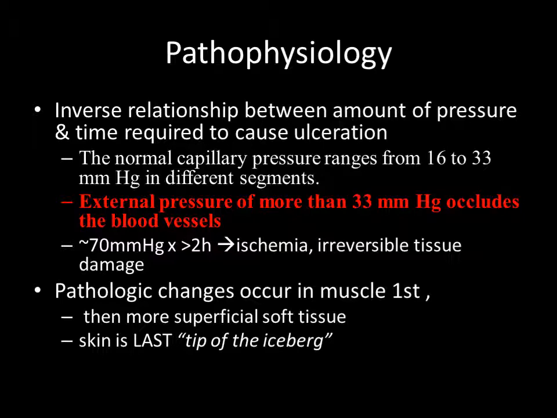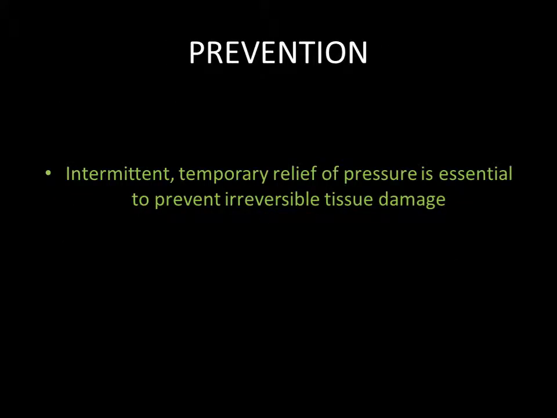So the tissue damage, or the pathological changes that occur, will first affect the muscles, and then they will affect the superficial soft tissues later on, and the skin is the last to be affected. So how to deal with these pressure ulcers is by prevention, which means that intermittent temporary relief of pressure is essential to prevent this irreversible tissue damage.